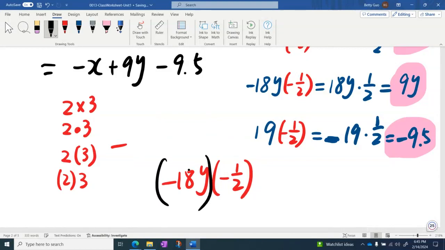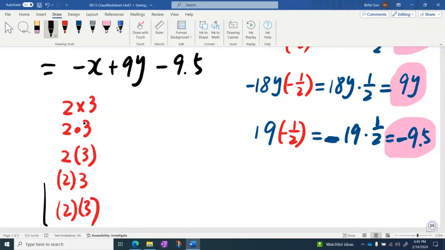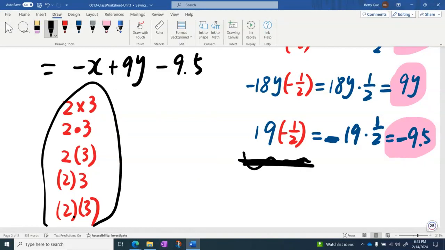Well, sometimes we even put this here. So 2 times 3 can also be written as this. That also means 2 times 3. You should have those details in your notes. All those notations mean 2 times 3. So now when you look at 19 parentheses, in the parentheses you have negative half. That's not 19 minus half. That is 19 times negative half. Better? This is important, okay, guys?